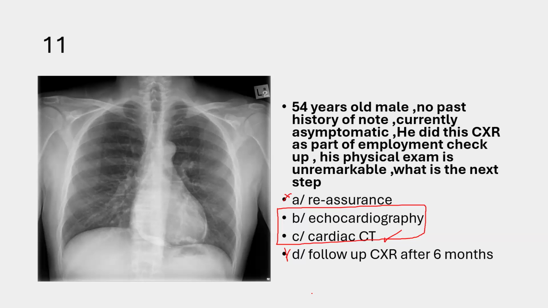The same applies here. If I do echo and the echo has shown that the pathology of constriction has been demonstrated, I might operate. Okay? And in this case, I will order cardiac CT before surgery. But here the right answer is going to be echo. So if you see any patient who is asymptomatic, but incidentally you find pericardial calcification, you have to order echo. Okay?